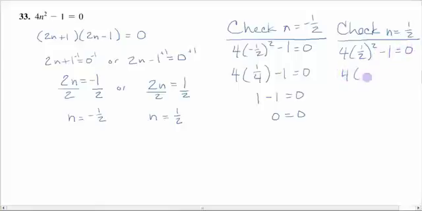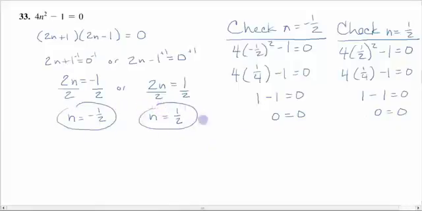And we get 4 times 1/2 squared is 1/4 minus 1 equals 0. So I get 1 minus 1 equals 0. 0 equals 0. I get true statements on both of those. So that means both of these answers work as solutions.